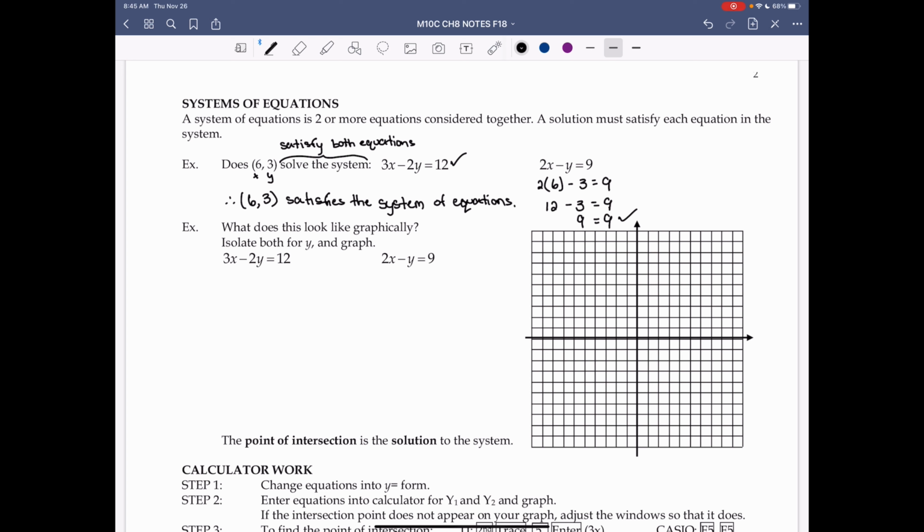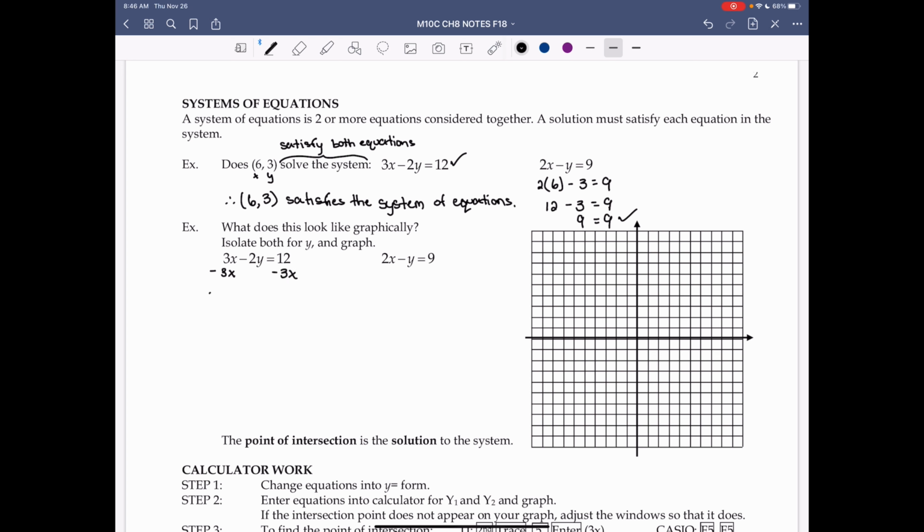What does this look like graphically? Isolate both for y and graph. So it's telling us to isolate the y, so put it in y equals mx plus b form. We have 3x minus 2y equals 12. I already have one term on the right, so I'm going to leave my y value on the left and move the 3x. It's positive 3x. I'm moving it all together, so I'm subtracting 3x from both sides.